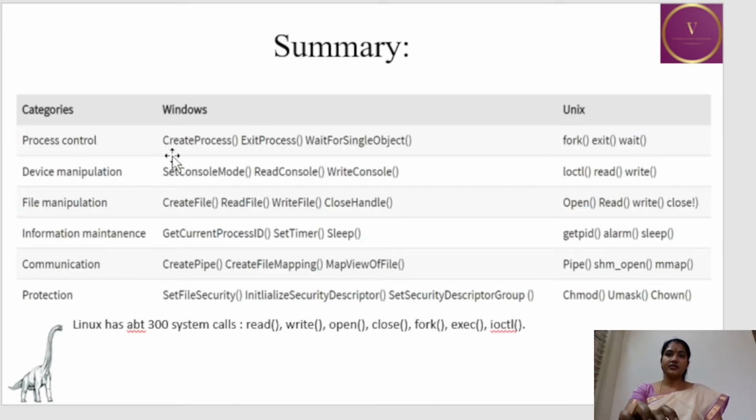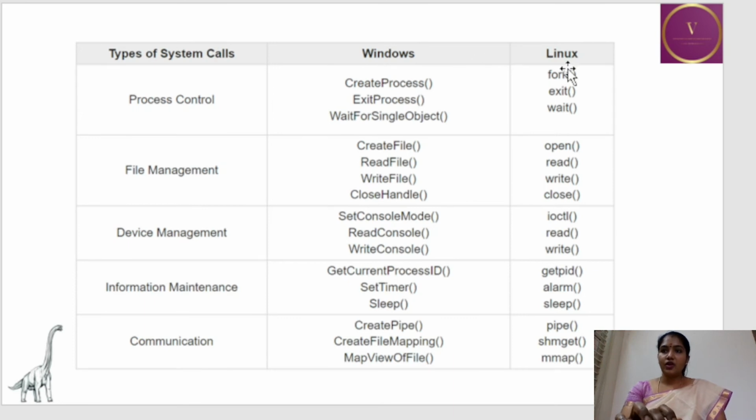So that's all. These are a few examples of system calls which are important, and this is the summary of the categories of system calls: process control, device manipulation, file manipulation, information maintenance, communication, protection. So these are the categories of system calls, and how they are used under Windows and under Linux, a comparative study of the system calls used in Windows and Unix, and in the next slide you will have the system calls of Linux. That is, we saw fork, exit, wait, open, read, and so on. So these are the system calls used in Linux.